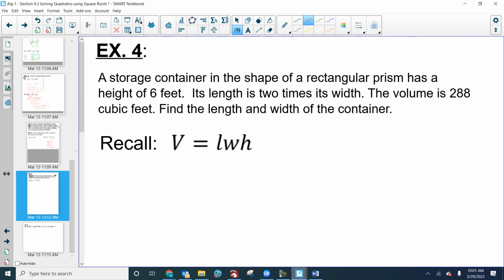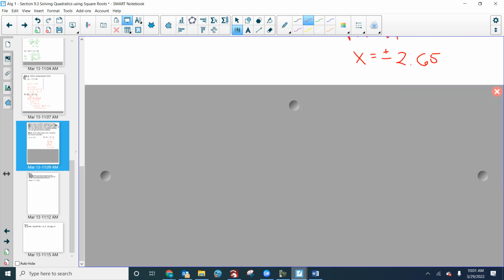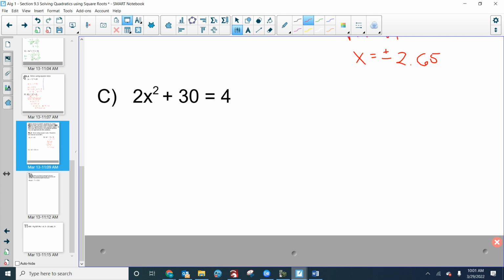All right, let's do this example of a storage container. By the way, I'm not going to solve this one, but do you agree we'd subtract 30? 4 minus 30 would be negative 26. Divide by 2, you get negative 13. When you take the square root of both sides, what's the square root of negative 13? No solution. There's no number that you can multiply times itself and get negative 13. There's no number you can multiply times itself to get any negative number. Do you agree? That's when you see no solution.